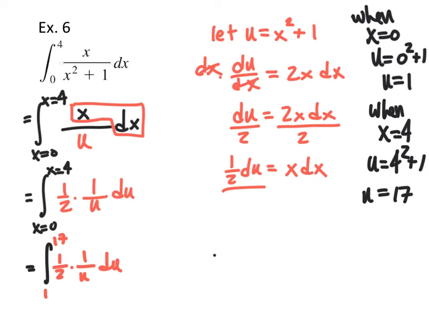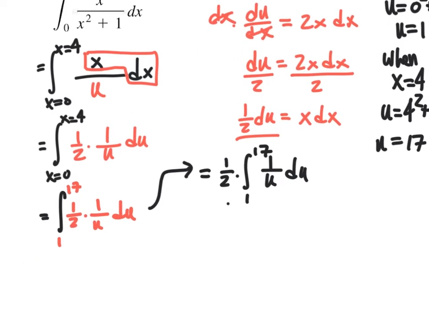Now, I'm going to pull my 1/2 out. This is one of those instances when if you pull the 1/2 out and leave it out front, it'll save you a lot of time and a lot of effort. So let's rewrite this now as 1/2 times the integral from 1 to 17 of 1 over u du.